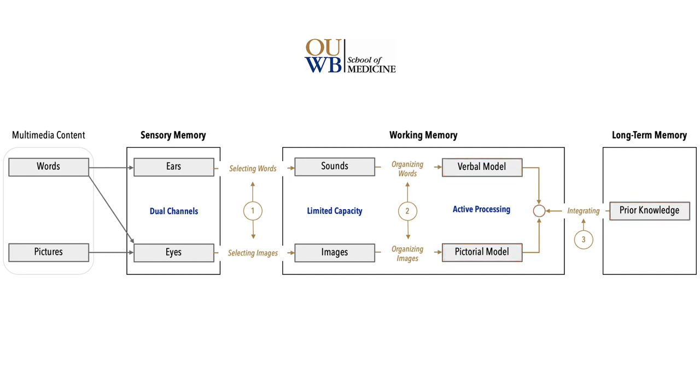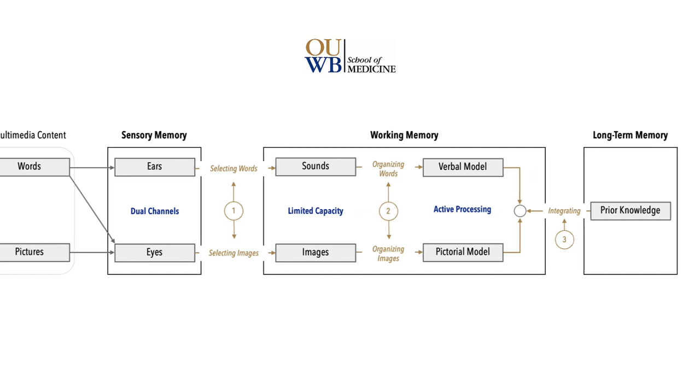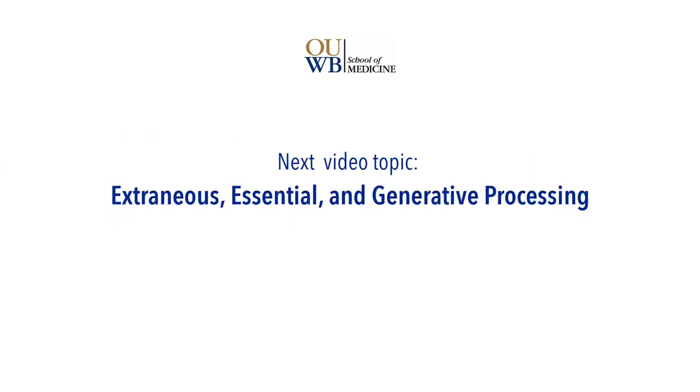In a perfect world, learners would engage in this process every time they need to learn something new without issue. Unfortunately, as we all know, there are many things that can stall or interrupt the learning process. To that point, our next video will begin by exploring three types of cognitive processing that happen during learning: extraneous processing, essential processing, and generative processing.